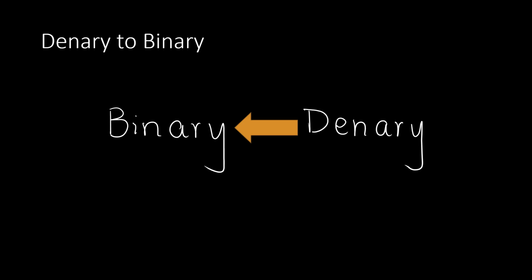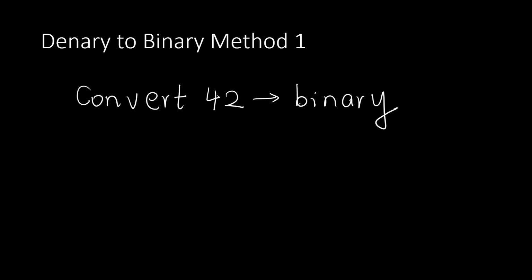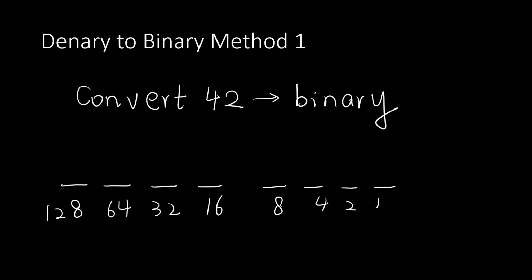Well, can we do it in reverse? The answer is yes. I'm going to introduce two methods for this type of conversion. Let's start with the first method, which I call the comparison method. Imagine we have the number 42, and we want to convert this denary number into binary. First we write the bit weight for each individual bit, starting from 1, and then we get 1, 2, 4, 8, 16, 32, 64, 128.